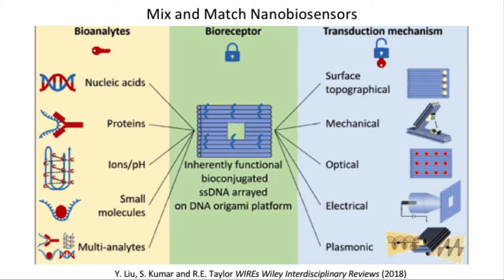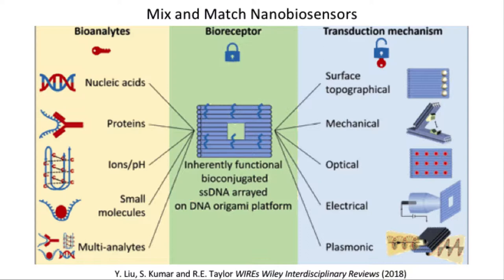Recently, my lab put out a review paper where we really synthesized what was going on in the field. And I think the interesting takeaway from this is that as a material for nanobiosensing, DNA is unique. We can pick what we sense, anything in the column on the left, and then independently, we can determine how we're going to transduce that signal into something that a detector we like can sense.